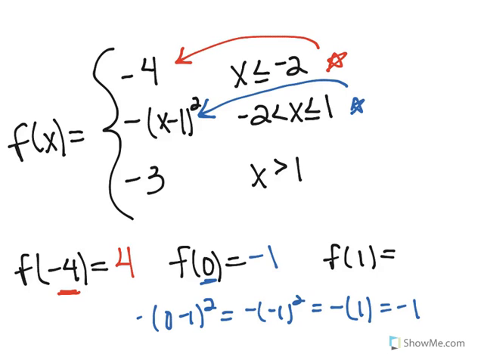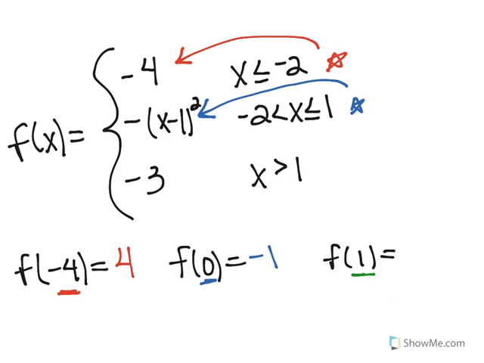And then, looking at this third one, we want f of 1. This one's kind of tricky because 1 is in two of these intervals. But notice that this is just greater than, and this is greater than or equal to. So we're still looking at this second interval here.